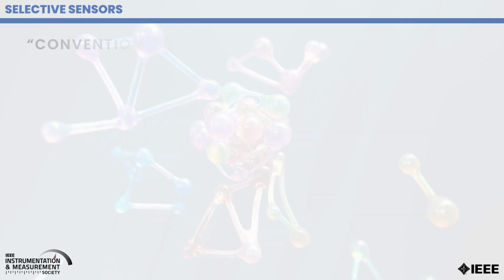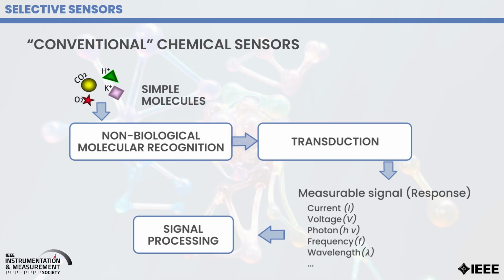Whereas, in the case of conventional chemical sensors, this molecular recognition element is non-biological, such as, for instance, molecularly imprinted polymers, nanoMIPs, and so on. With regards to the transduction system, its role is to convert the interaction between the analyte and its specific receptor into a measurable signal, which can be, for instance, a current, a voltage, a frequency, a wavelength, and so on.